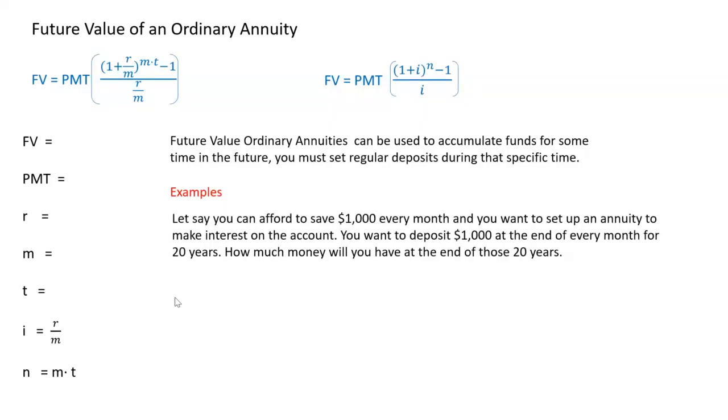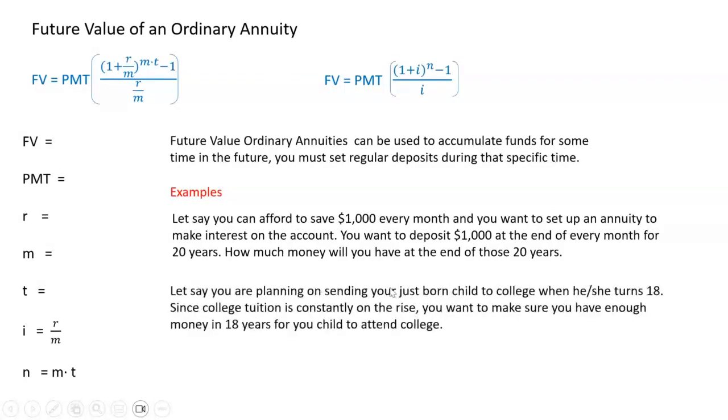Let's say you can afford to save $1,000 every month, and you want to set up an annuity to make interest on the account. You want to deposit $1,000 at the end of every month for 20 years. How much money will you have at the end of 20 years? Okay, here's my scenario. That's a good example, right?